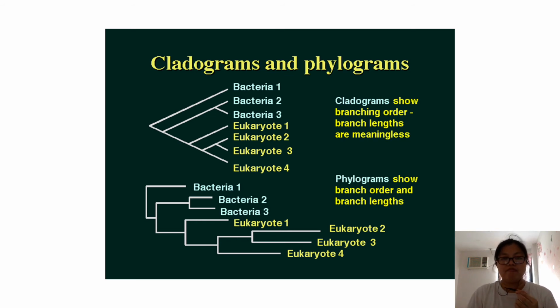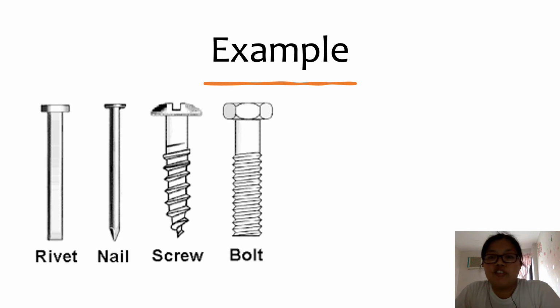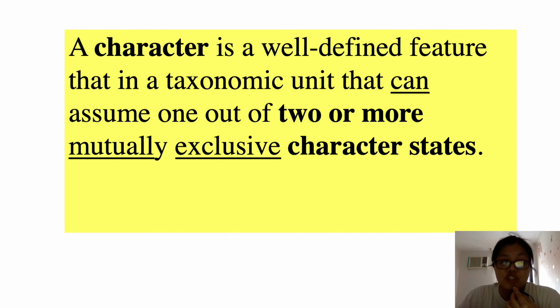Okay? To illustrate the difference of phenetics and phylogenetics, particularly cladistics, we will create a phylogram and cladogram from these inanimate objects. So we have here rivet, nail, screw, and bolt. And we will describe them using character and character states. What is character and character states? When we say character, it is a well-defined feature in a taxonomic unit. For example, the organism, the species.